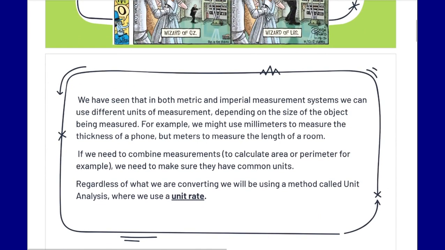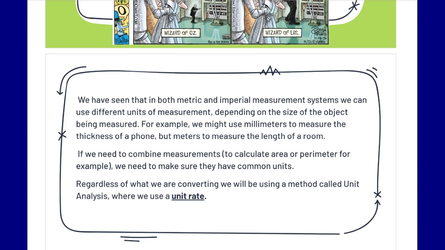We have seen that in both metric and imperial measurement systems, we can use different units of measurement depending on the size of the object being measured. For example, we may use millimeters to measure the thickness of a phone, but meters to measure the length of a room. If we need to combine measurements to calculate area or perimeter, for example, we need to make sure they have common units. Regardless of what we are converting, we'll be using a method called unit analysis, where we'll be using a unit rate.